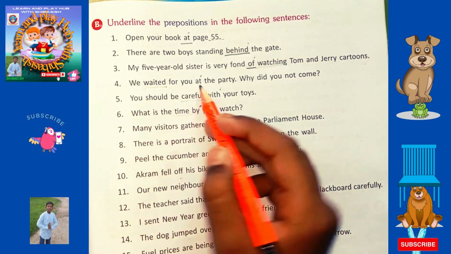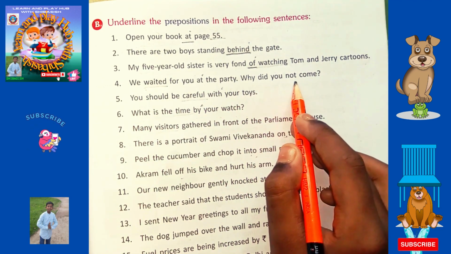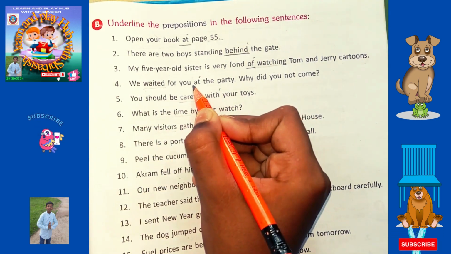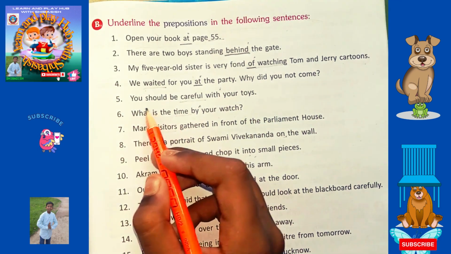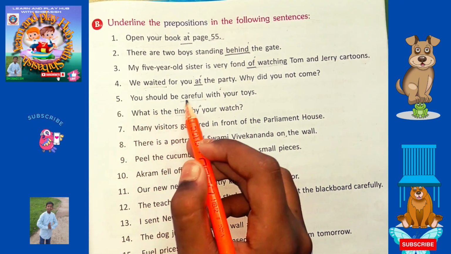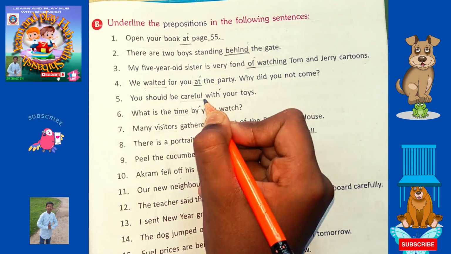We waited for you at the party. Why did you not come yet? Next, you should be careful with the toy. The answer is "with".